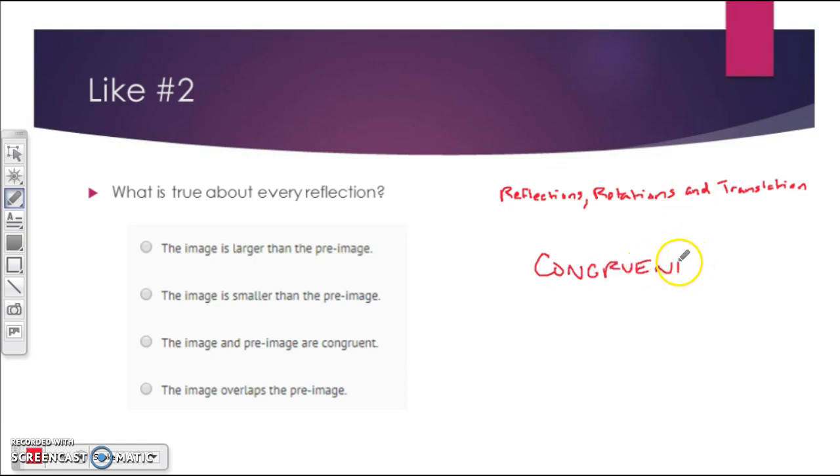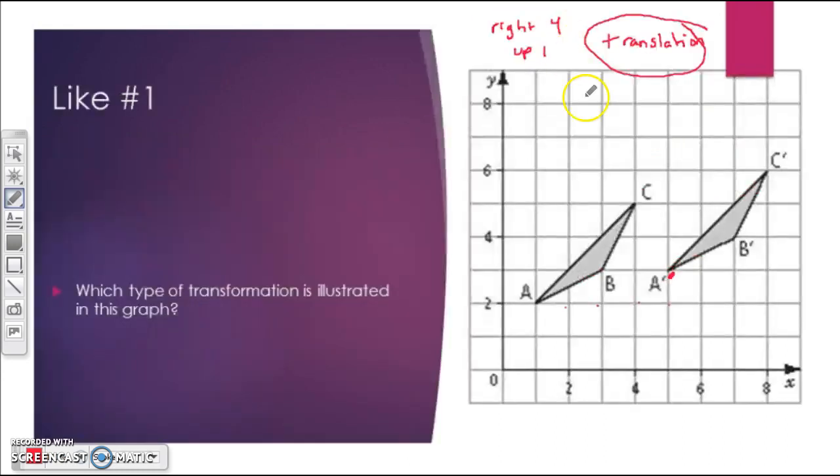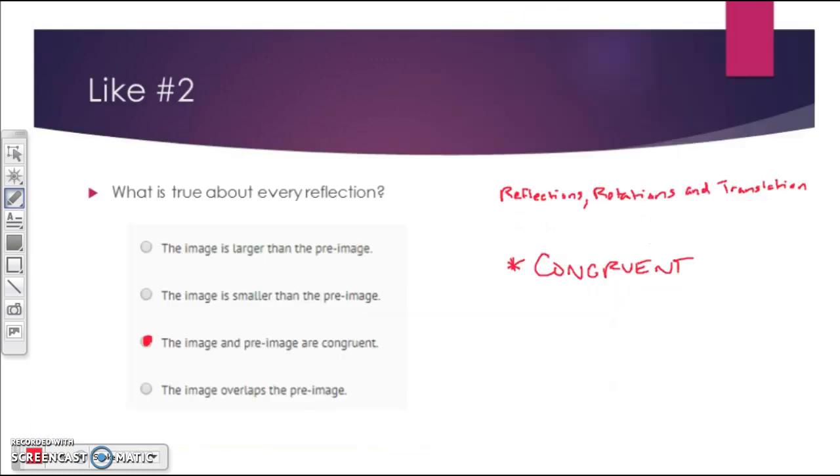Okay, so every type of transformation we've talked about so far, they are congruent. The image and the pre-image are congruent. And in fact, we can see that in the example we used for number 1. We had a translation here, and the figures are congruent. All right, so pause me a second and do your number 2.